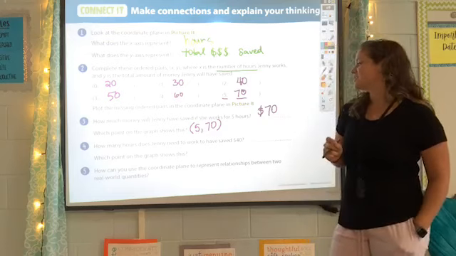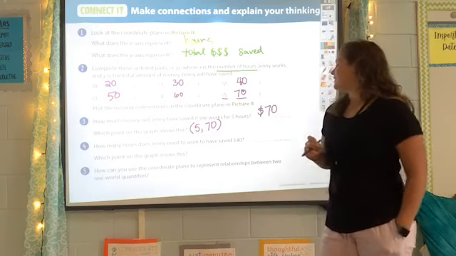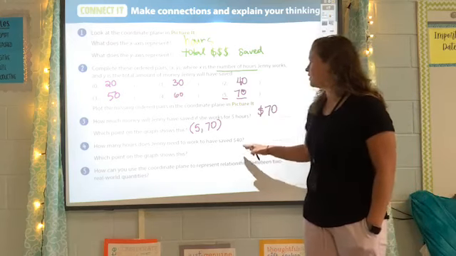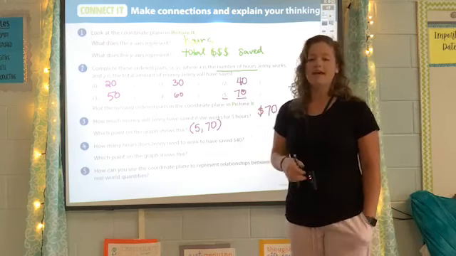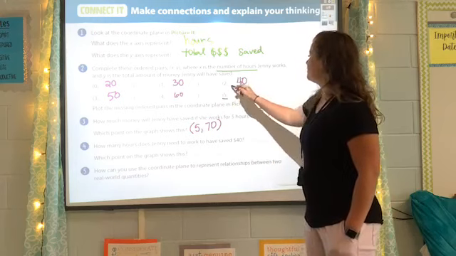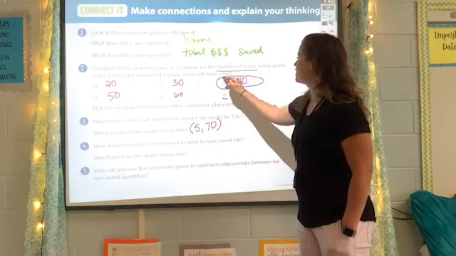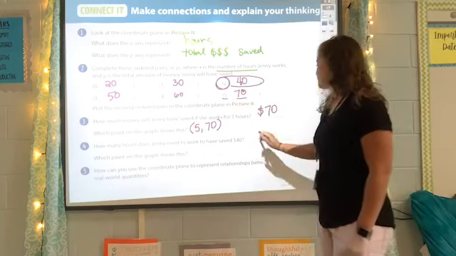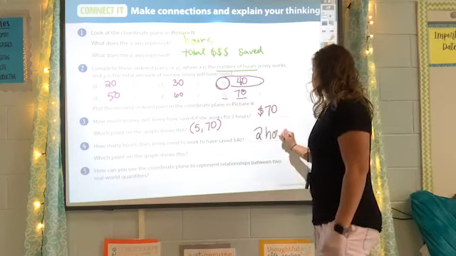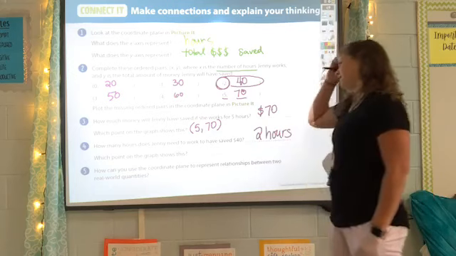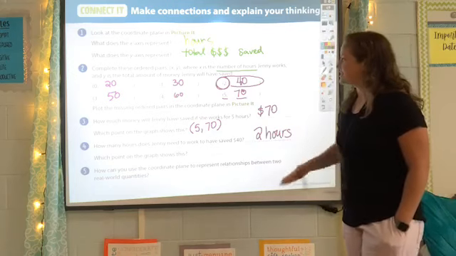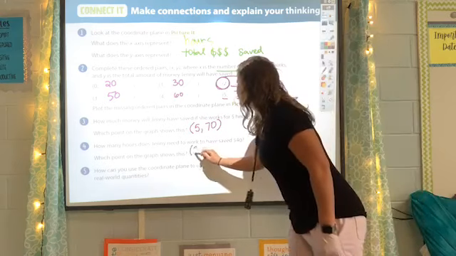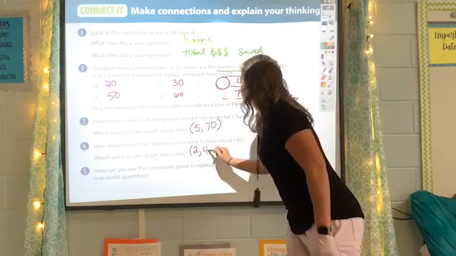How many hours does Jenny need to work to have saved $40? Okay, if we go up here, we know that the y is our money saved, and we see 40 right here, so we know that she has to work a total of 2 hours to get up to the $40. Which point on the graph represents this? We already circled it up there, so let's put the ordered pair here. So we've got 2 hours to our $40.